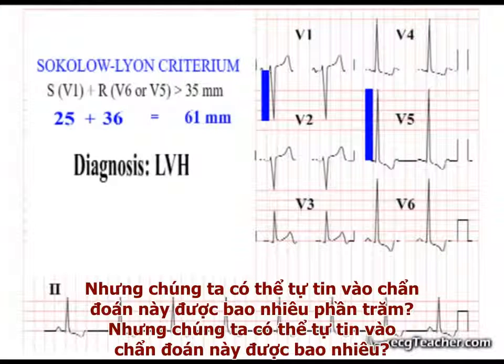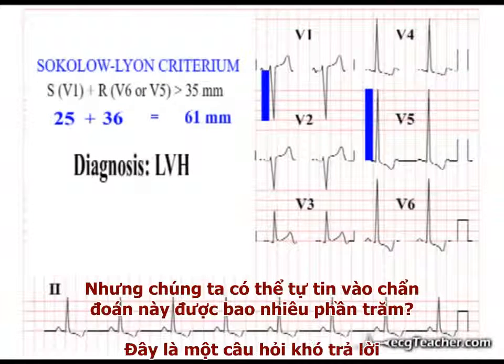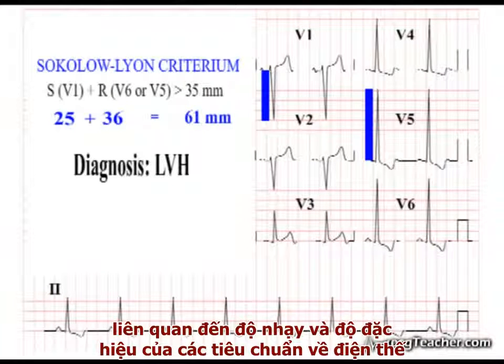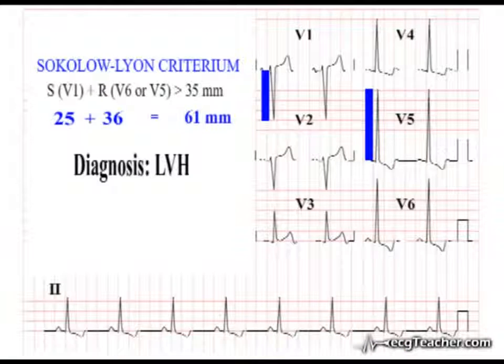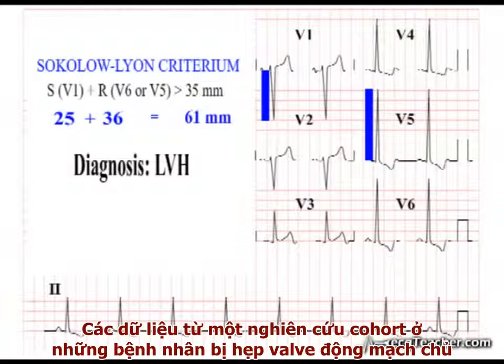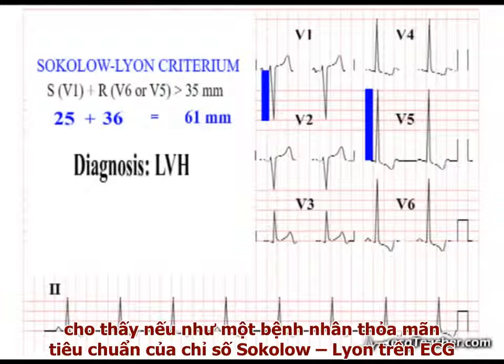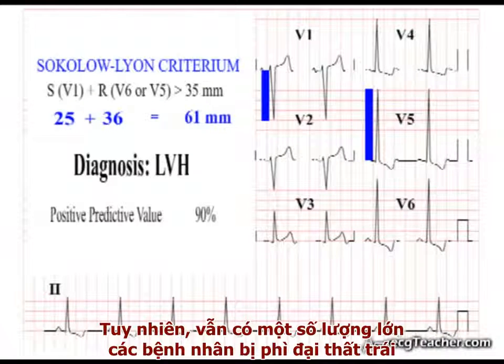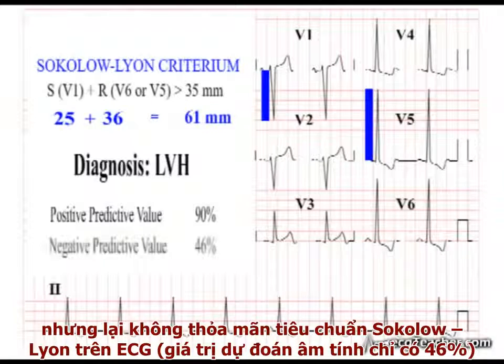But how much confidence can we have in this diagnosis? This is a difficult question to answer, as the results of studies on the specificity and sensitivity of voltage criteria vary depending on several factors. Cardiac MRI data from a cohort of patients with aortic stenosis suggests that if a subject meets the Sokolow-Lyon criterion on their ECG, they have a high probability of underlying LVH on scanning. However, a high proportion of individuals with underlying LVH do not meet the criterion on their ECG.